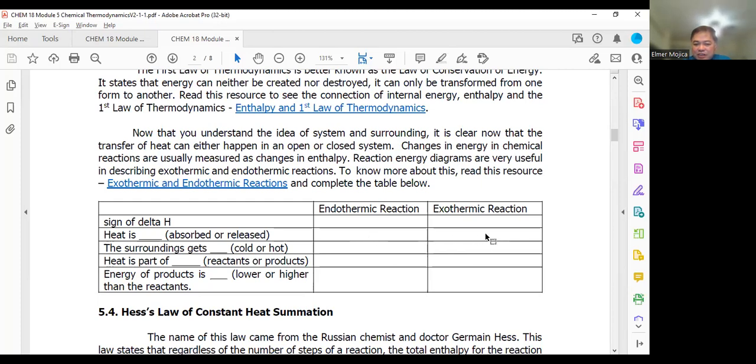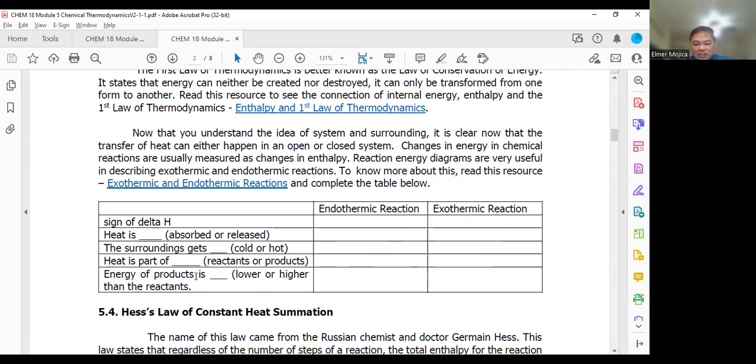Absorb, and this one absorbs. Yes, release. So for the endothermic, the surrounding gets cold. For exothermic, the surrounding gets hot. For endo, heat is part of the reactant. For exo, heat is part of the product.